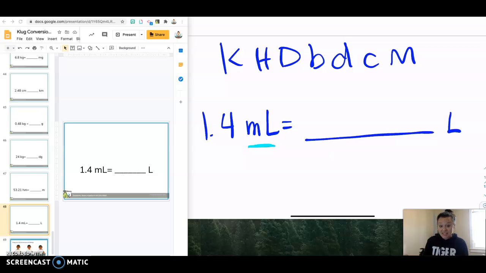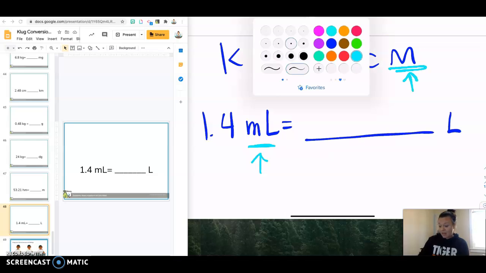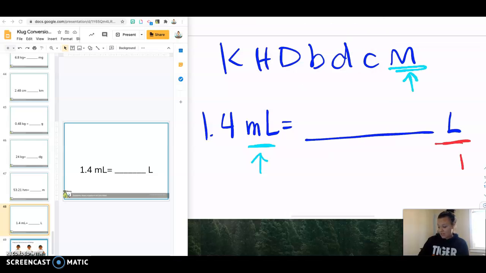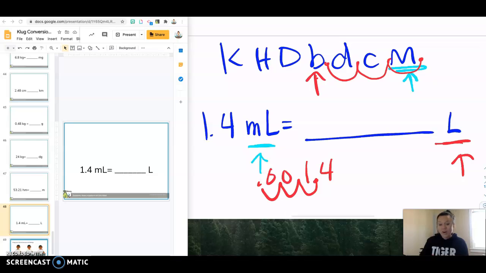Okay, so I'm going to start with my unit. What unit am I starting with? I'm starting with milliliters, right? I need to find that unit. And then I'm going to find my ending unit. My ending unit is liters. Liters is here at my base. So I know that I'm going to move 1, 2, 3 times, okay? I can move my decimal 3 times to get to my base. So I can go 1.4 and I can move it 1, 2, 3 times. Or I can divide it by 10 3 times, and I'm going to get the same number.